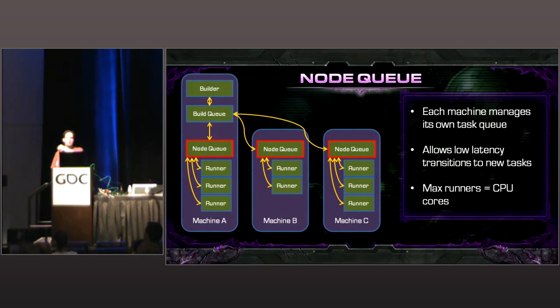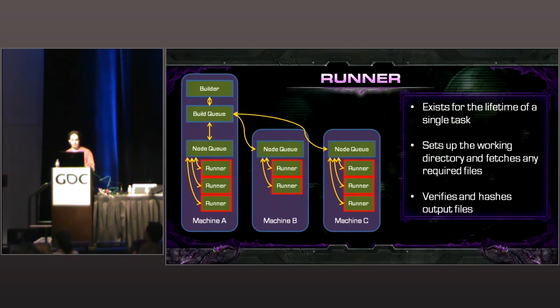So I mentioned before that each machine maintains its own queue of tasks. This is called the node queue. Since each machine has its own local queue, each machine can start on a new task without having to coordinate with another machine. This gives us lower latency task switching. The node queue manages the fourth component, which is the runner. Runners manage the setup, execution, and error handling of tasks. It also does all the post-execution work, which is hashing output files, applying ACL, hard linking files into our cache, and so on. So a runner's lifetime is limited to the execution of a single task.